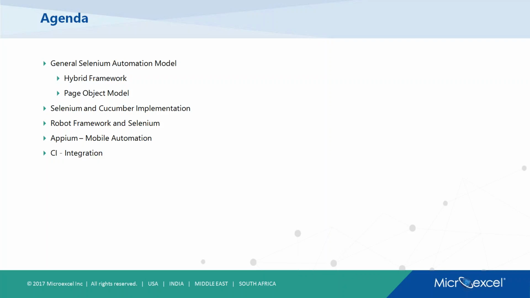Then I will give a brief introduction about Appium. Appium is a mobile automation tool, though it's a little bit different than Selenium, but since it uses the same kind of API and same kind of functions, whoever is coming from a Selenium background, it will be easy for him to learn the Appium Java API and then start coding into that.